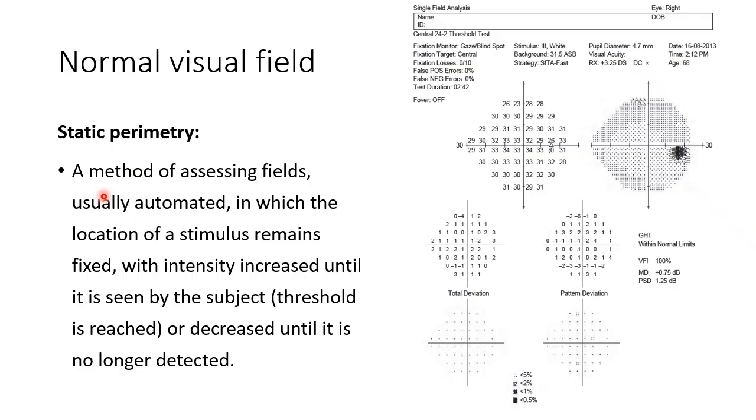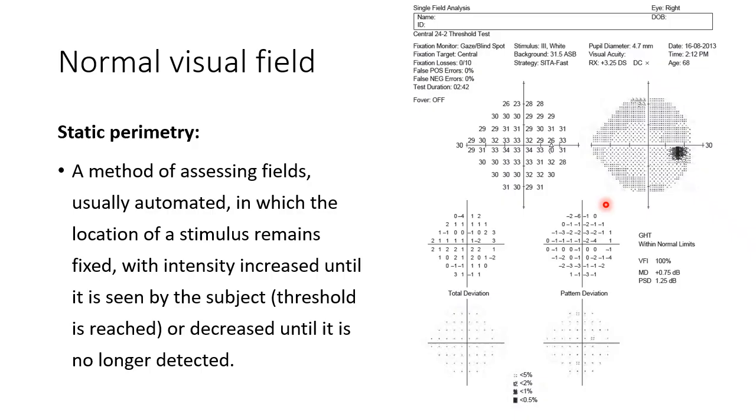So what is static perimetry? Definition: a method of assessing field, usually automated, in which the location of a stimulus remains fixed with intensity increased until it is seen by the subject, which is known as the threshold, or decreased until it is no longer detected. So static perimetry. Static means the stimulus remains static.